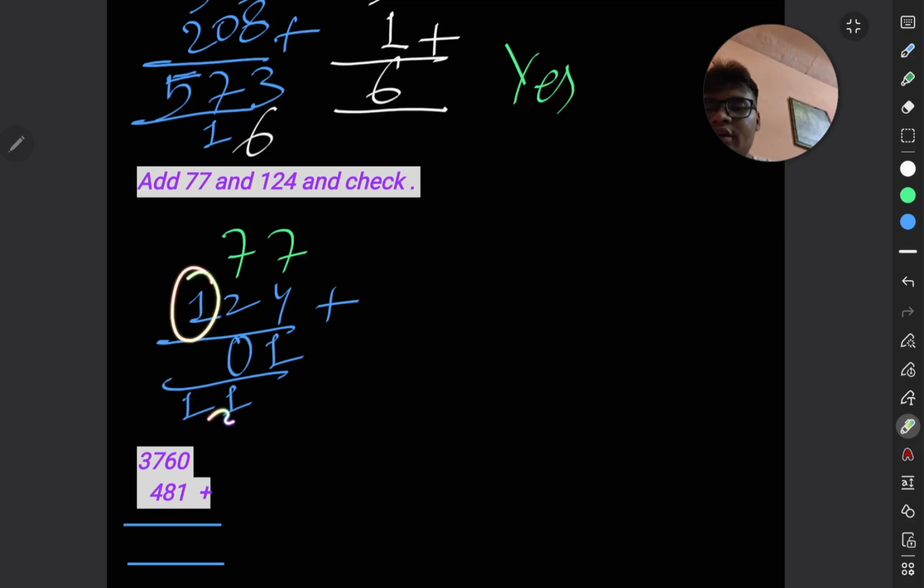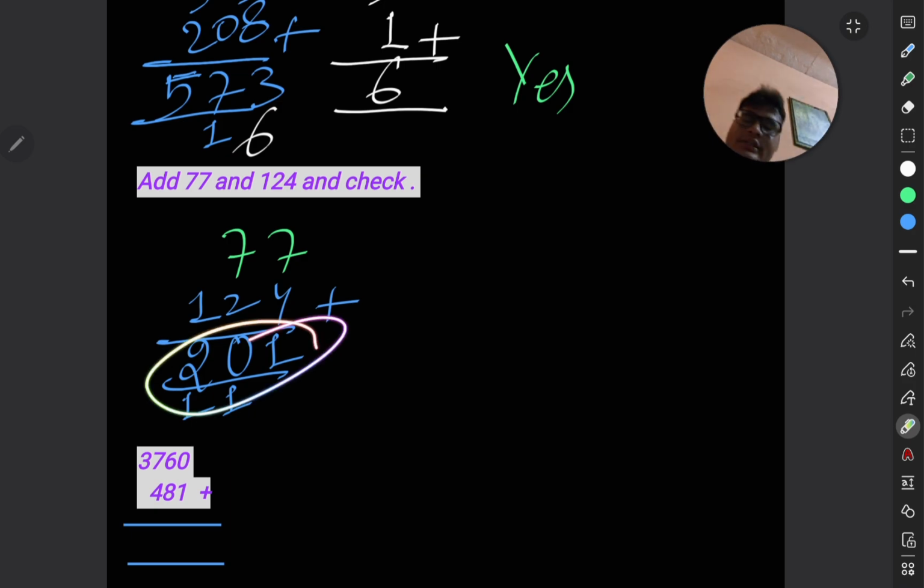And here is 1, and we have to add this carry also. So 1 plus 1 will be 2. So we are writing this 2 here. So our answer is 201 by adding these two numbers, 77 and 124. Now we have to check if it is correct.